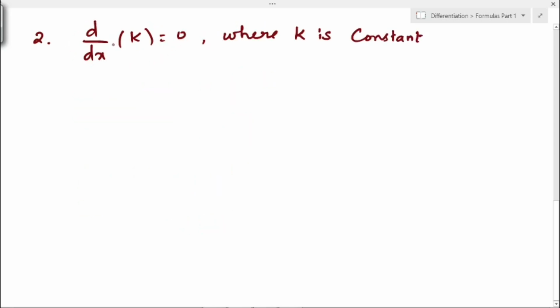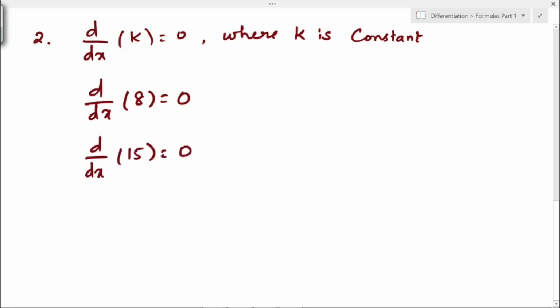Next, consider the second formula, that is d by dx of k. The differentiation of k is 0, because k is nothing but a constant value. If you take any constant value, the differentiation of that is 0. So for example, d by dx of, suppose we take 8. So d by dx of the value 8 is 0, because 8 is a constant number. For example, d by dx of, suppose we take 15. So the differential of 15 is 0, because we have only the constant value, we don't have any variable here. So the differential of a constant is 0.